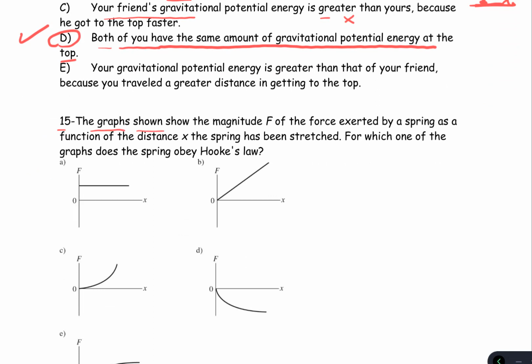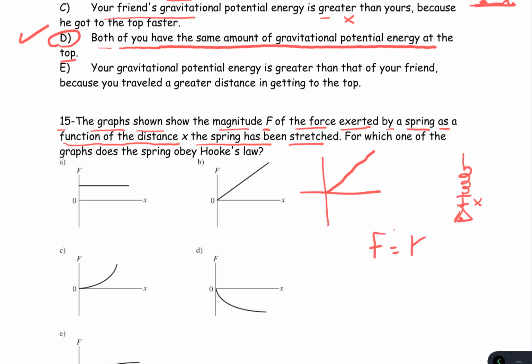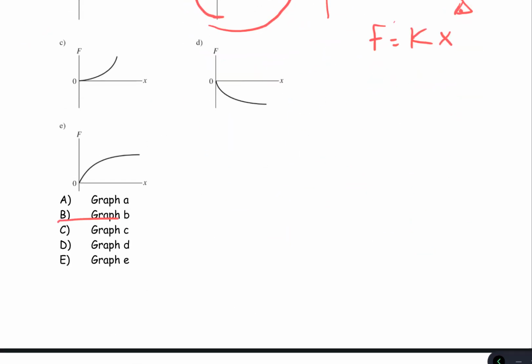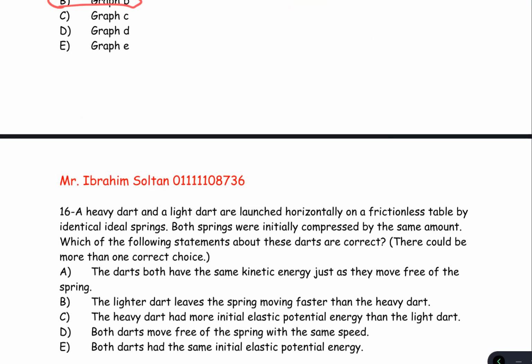Number 15. The graph shows the magnitude F of the force exerted by a spring as a function of the distance x the spring has been stretched. Imagine that you have a spring and you increase the force every time. By increasing the force, the extension will increase, directly proportional, F equals kx. So the right graph will be letter B. Let's move to the next.